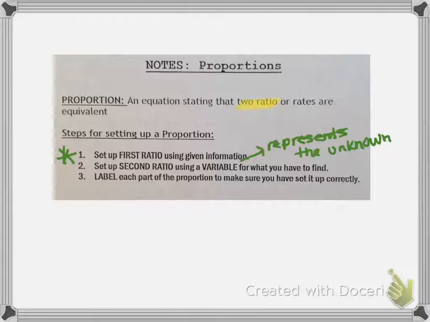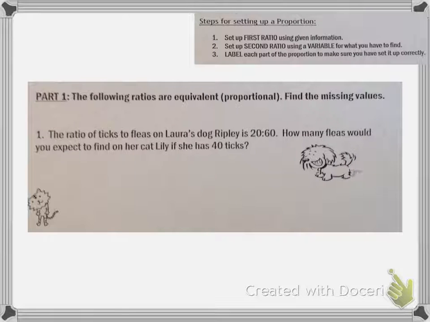Label each part of the proportion to make sure you have set it up correctly. Whenever it's a word problem and we know what it's talking about, we will be labeling every bit of the proportion. We will not take shortcuts on that. Part 1 says the following ratios are equivalent or proportional. Whenever ratios are equivalent, they're proportional.